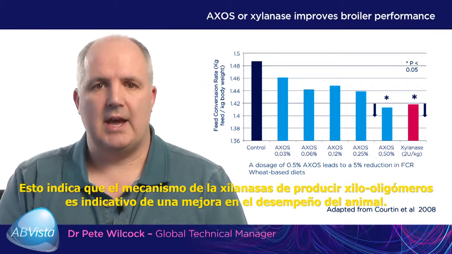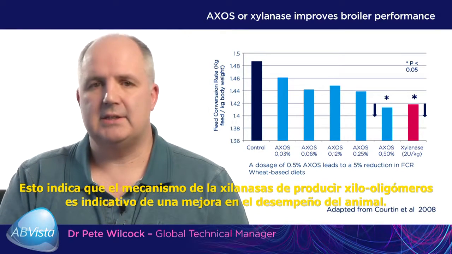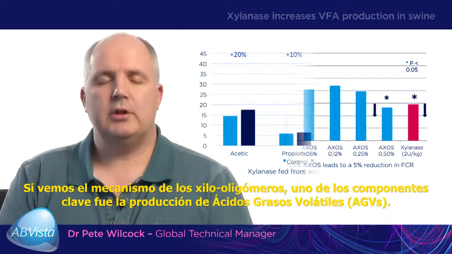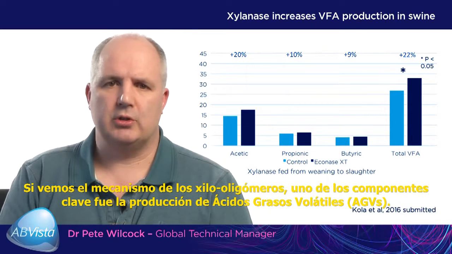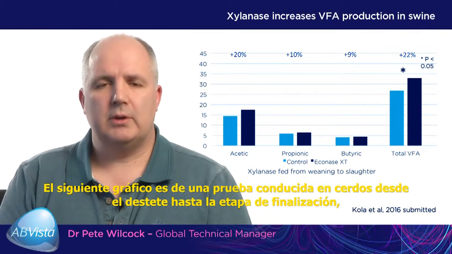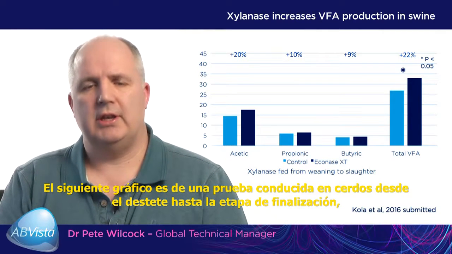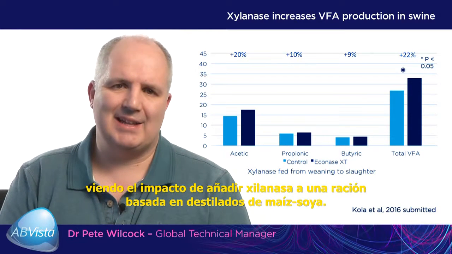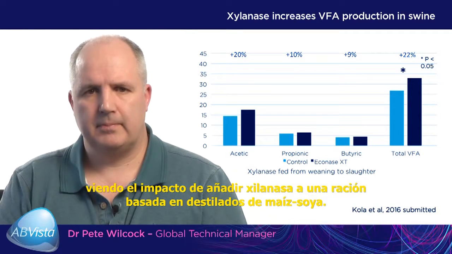This indicates that the mechanism of Xylanase producing xylo-oligomers is indicative of improved performance within the animal. If you look at the mechanism of xylo-oligomers, one of the key components was the production of volatile fatty acids. In this following graph or visual, what you can see is we did a trial conducted in weaned to finished pigs looking at the impact of adding a Xylanase to a corn soy distillers based ration.